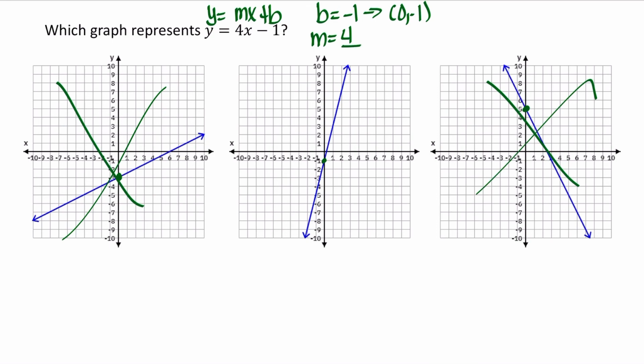So slope of 4 tells us that we have up 4, right 1. So let's make sure that's what's going on in this graph. If we look at it, we have the second point right here. So we go right 1, and then we go up 4 in order to have my second point. So this is correct. This is the graph of 4x minus 1.